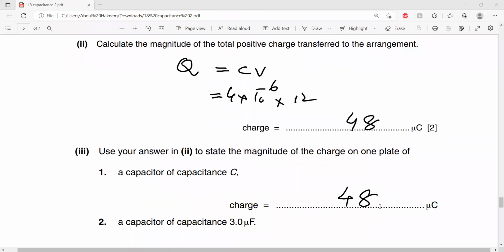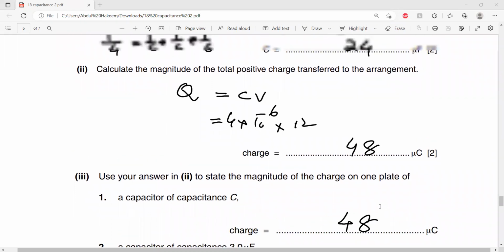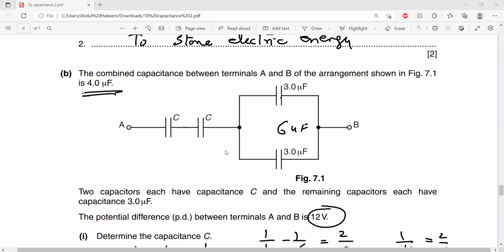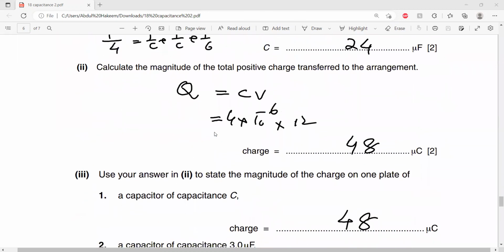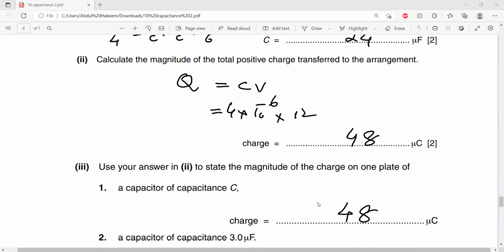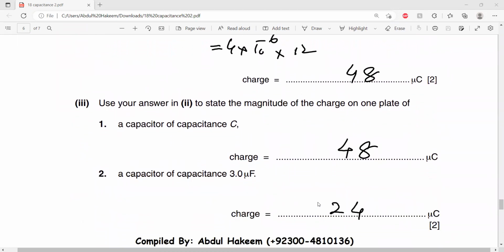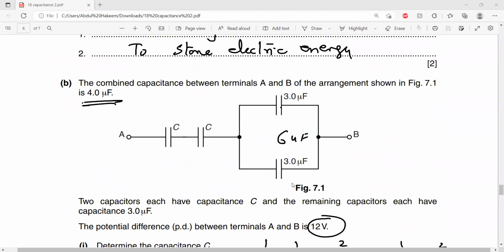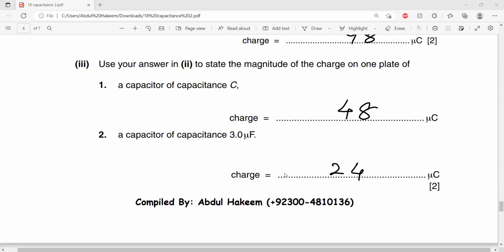Use the answer to state the magnitude of the charge on one plate of the capacitor C. Look, in series, charge remains the same. So definitely 48 microcoulomb will appear on the plate. Now the capacitors of capacitance 3 microfarad are connected in parallel. In parallel, the charge divides equally, so 48 divided by 2, meaning 24, half of it.